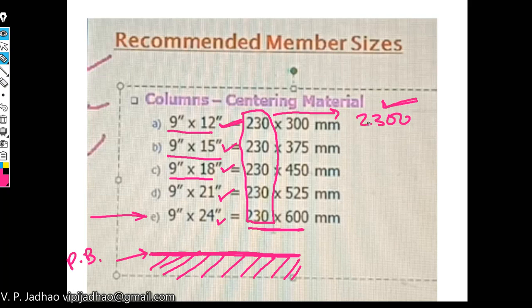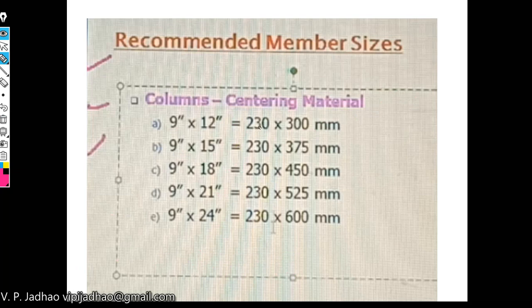The walls are generally provided with a thickness of 230 mm, and therefore we don't want any extension from the beams or columns approaching outside of your wall. Therefore we provide the minimum dimension of your column member as 230 mm, whereas the second dimension should be minimum 300 mm. So these are some recommended sizes: 230 by 300 mm, 230 by 375, 230 by 450, 230 by 525, 230 by 600 mm.